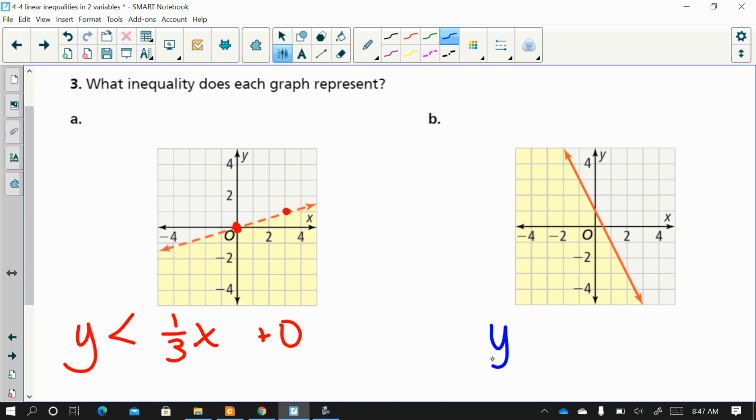Okay, part B, we're doing the same thing, y equals mx plus b. Find some nice points. That looks like a nice point to me. That one looks like a nice point to me. So we go 1, 2 over 1. So down 2 over 1. So that's a negative 2x.